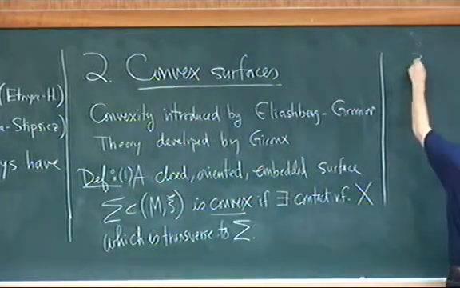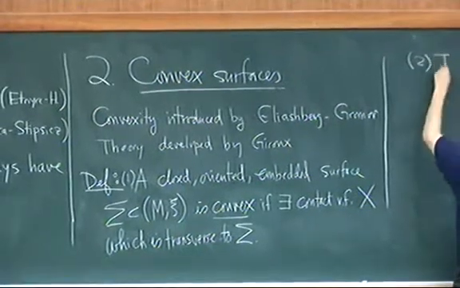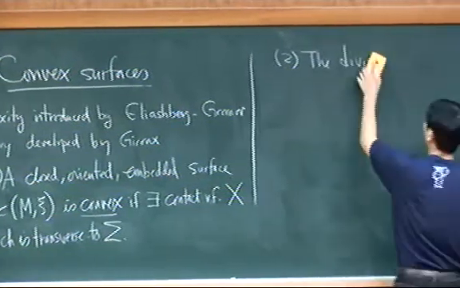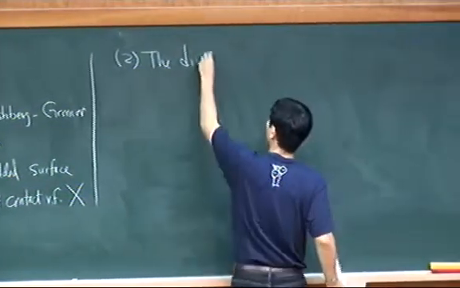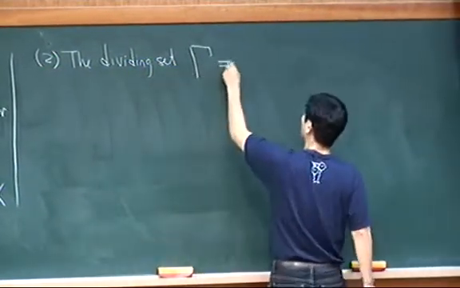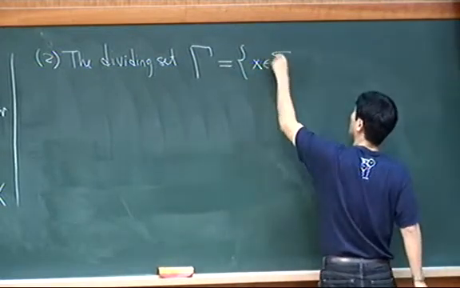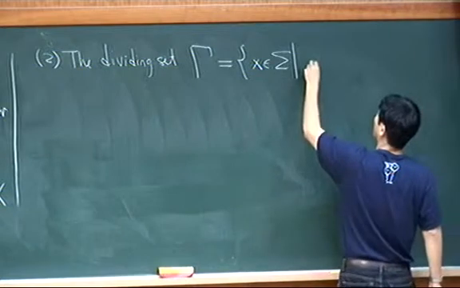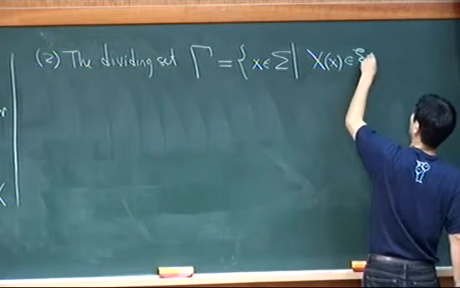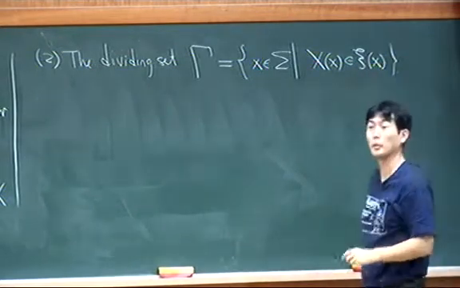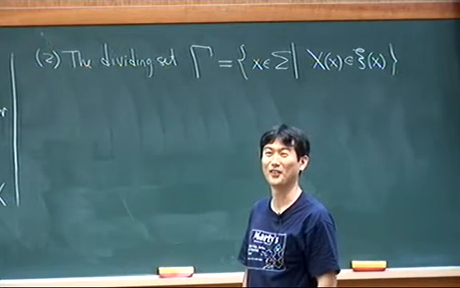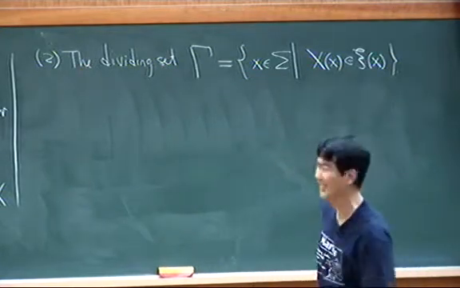And then once we have something like this, you can define the dividing set. The dividing set gamma is the set of points x in sigma such that the contact vector field lies in the contact structure. Are there some questions? Are there questions? There will be. Okay.